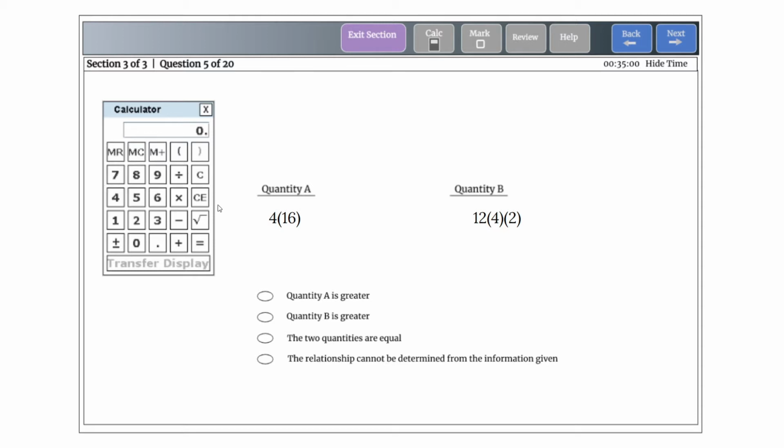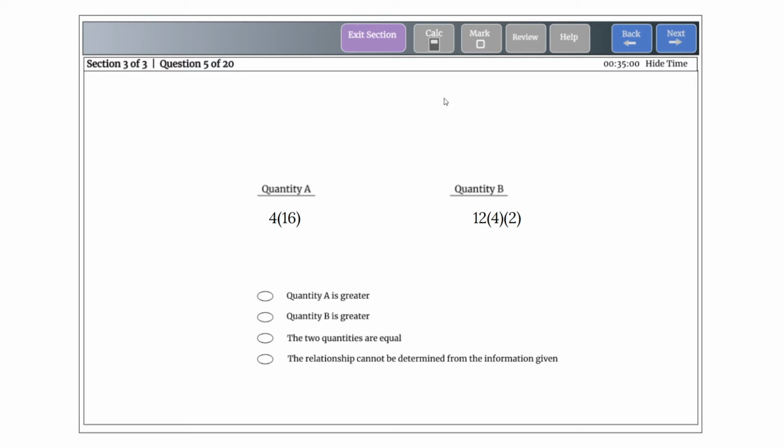Other than that, it's quite good for questions when you're just dealing with basic arithmetic that you don't want to have to do, or square root. But otherwise, I'm going to try to avoid using the calculator as much as possible in this series of videos. You can mark questions you intend to come back to, you can navigate forward and backward, and it'll tell you what section, what question, and how much time you have left.